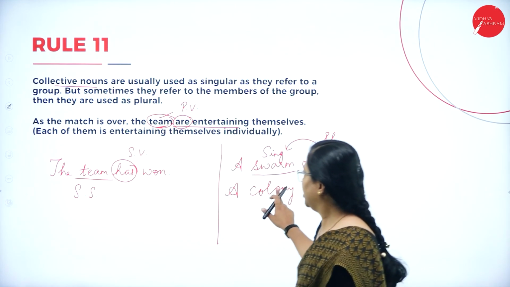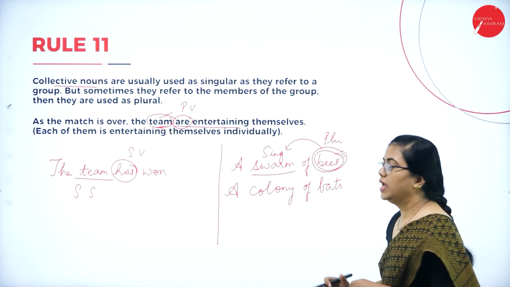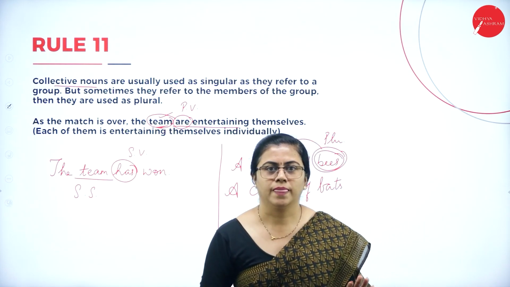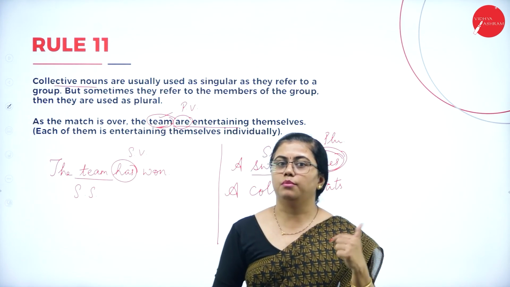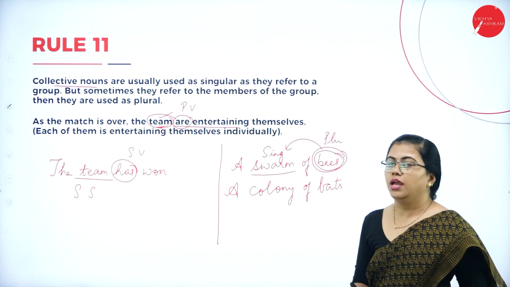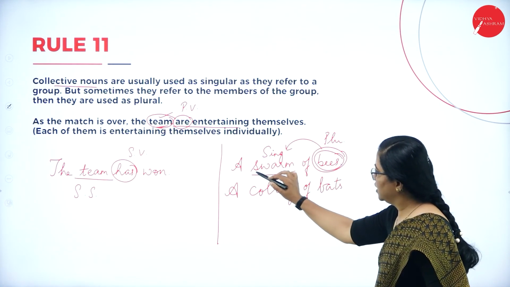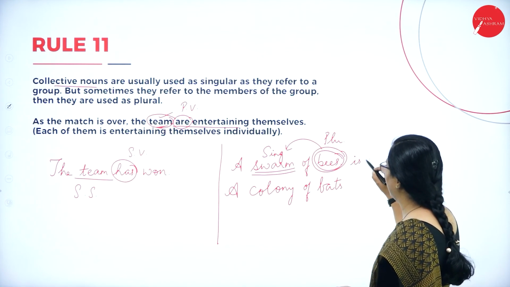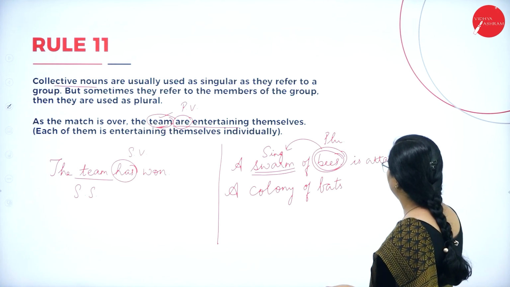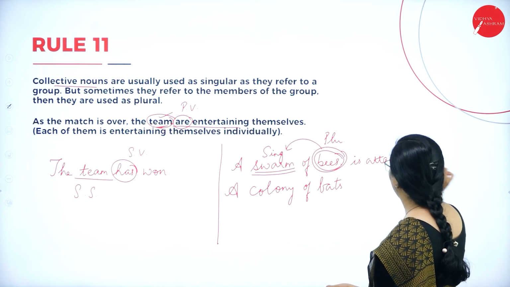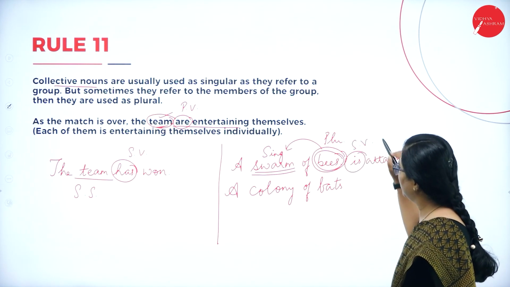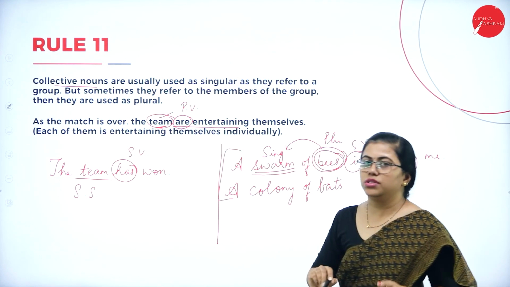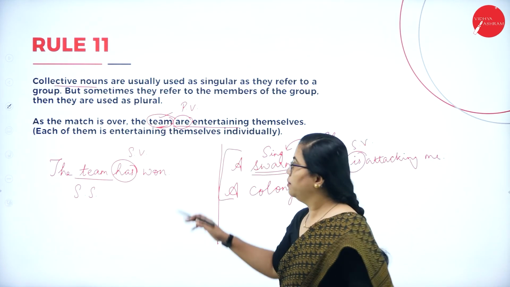But coming to this, a swarm of bees. In such cases, I don't refer to each and every bee at all. I am not supposed to use swarms. I am not supposed to use colonies. Bees only will be plural. This will be singular only. Suppose I'm using this in a sentence. A swarm of bees is attacking me, you say. Here I use is. This is a singular verb. So a few collective nouns have to be used in singular form only.